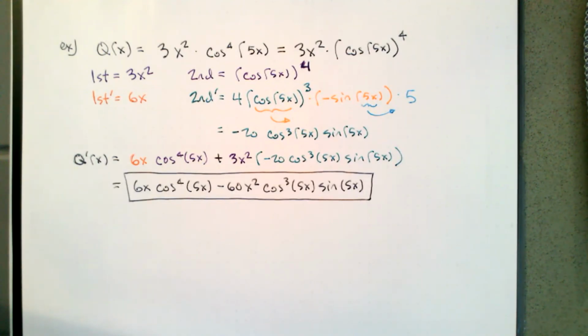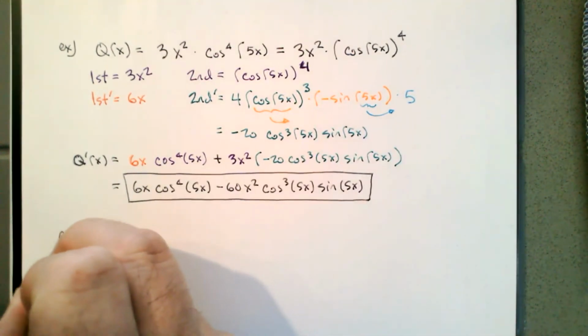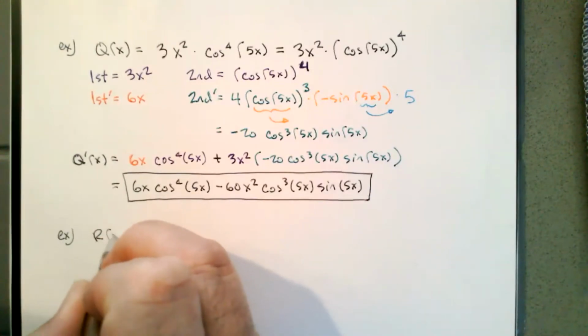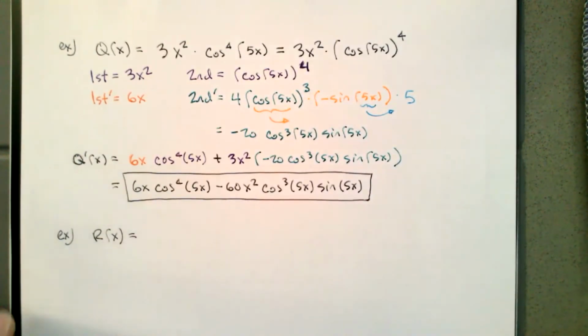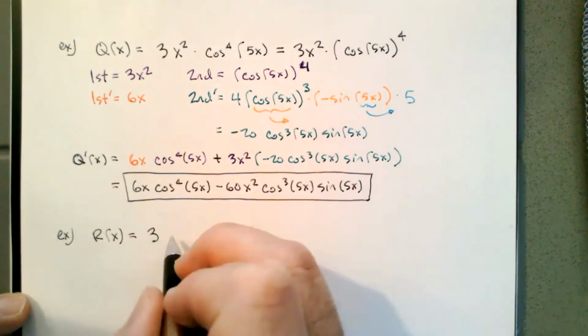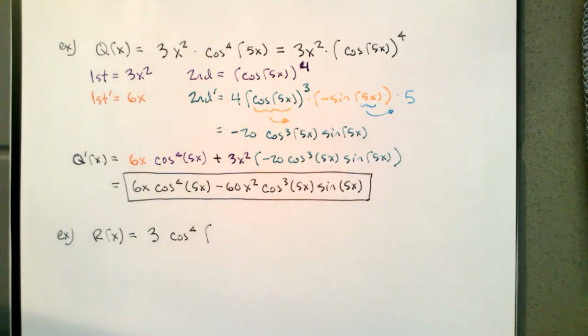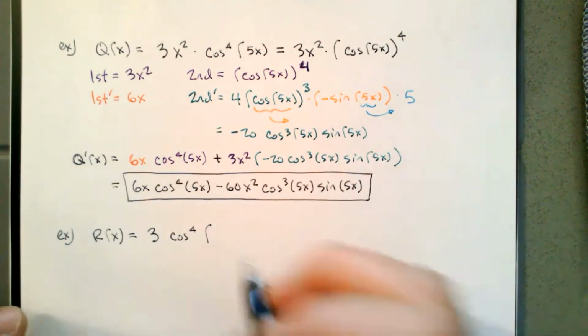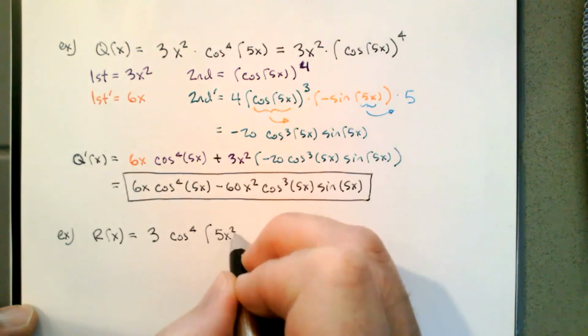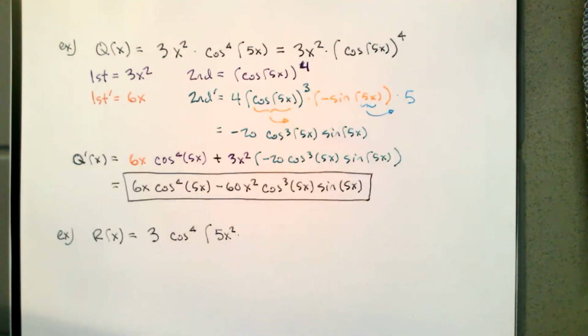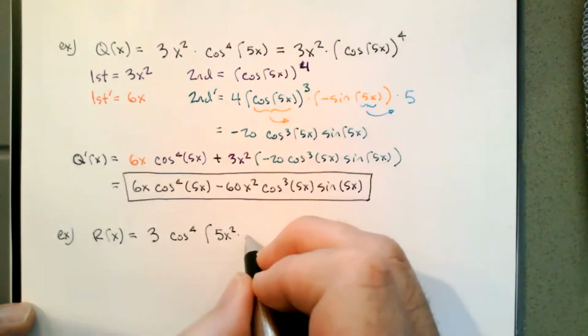Let's change things up a little bit more. So in this one, I had 3x squared times the cosine to the fourth of 5x, a product rule with some chain rule inside it. Let's suppose that r of x has, we're still going to have a 3, and we're still going to have a cosine to the fourth. But instead of 5x, we're going to have a 5x squared. I'm moving the square inside. And we're going to multiply the 5x times e to the negative 1x.